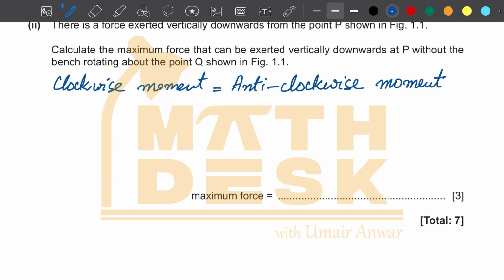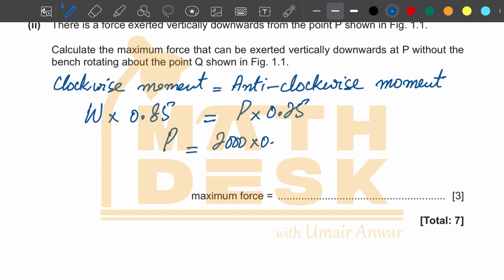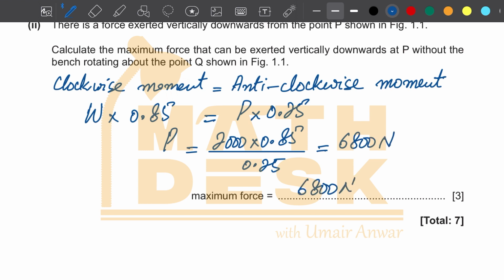So for clockwise moment, we have a force of weight acting at a distance of 0.85. For anti-clockwise moment, we have a force of P acting at a distance of 0.25. So P is going to be equal to 2000 multiplied by 0.85 divided by 0.25. So it will give us an answer of 6800 newtons, and this would be the final answer of this part. So the question ends here with this answer.